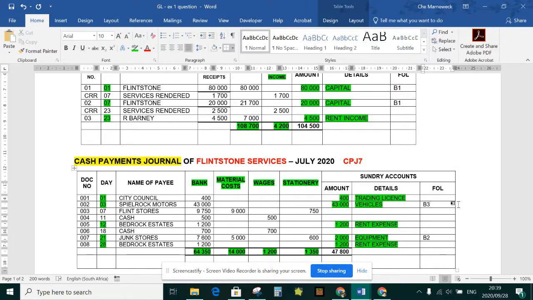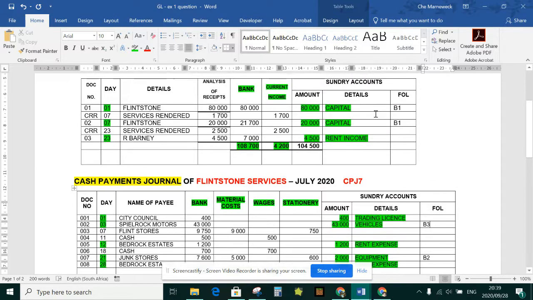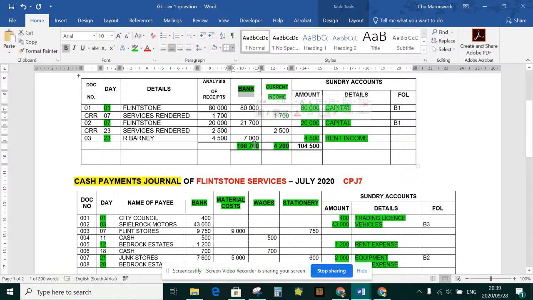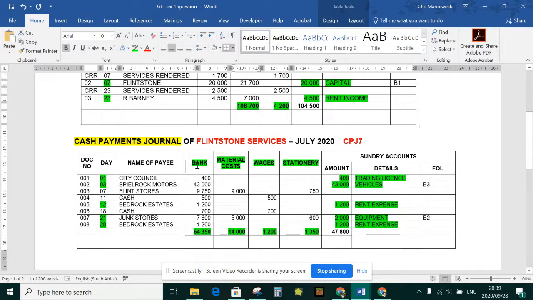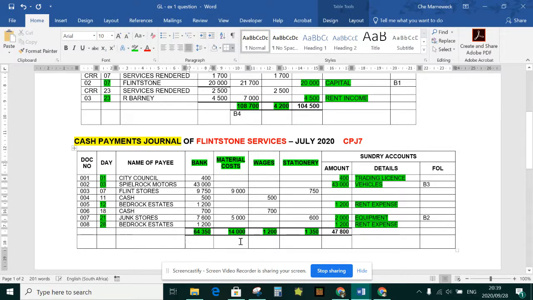We've got a trading license, but that's not the same thing. Do we have debtors control? No. Do we have bank? Well, yes, we've got a bank column in the cash receipts journal, and we've got bank accounts listed in the cash payments journal. So for both, we want to fill in B4. We then have a look, do we have cash float or petty cash? And we don't. We then move on to the nominal account section.